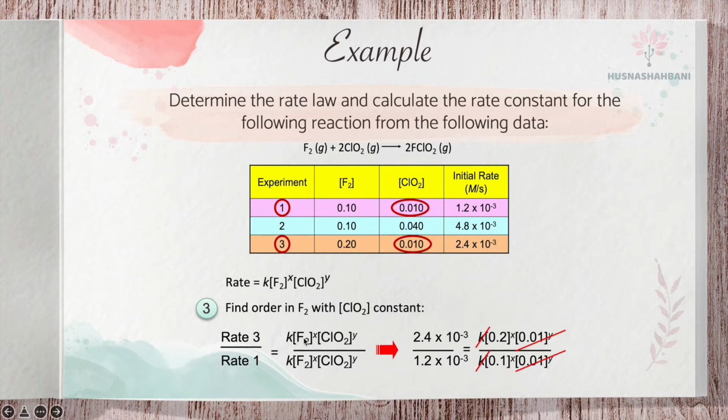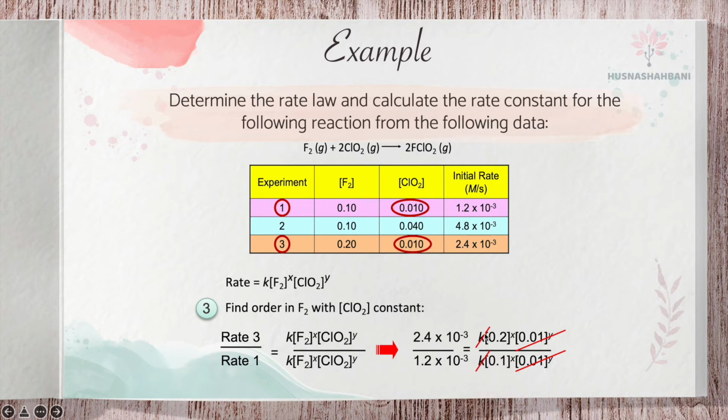So k[F2]. The concentration F2 experiment 3 is 0.2, so that's why I substitute here 0.2, and then we don't know the order, so x, and the concentration ClO2 for experiment 3, 0.01, so substitute here, and then over rate 1 means over the rate law for experiment 1. So k[F2], concentration for experiment 1, 0.1, and then ClO2, 0.01 for experiment 1, and then cross out or cancel out the same value on top and below.